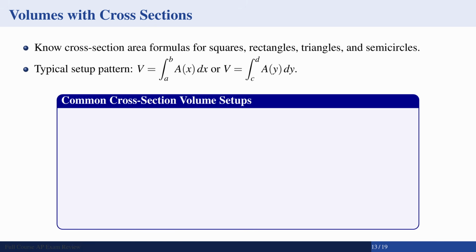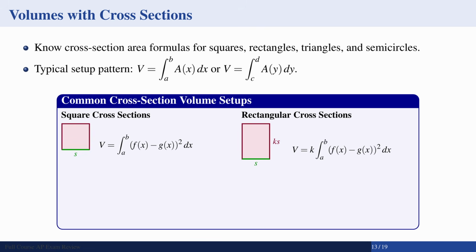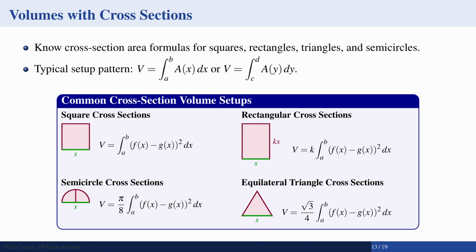Common cross sections. We've got our square cross sections where we're just doing s squared, and s is top take away bottom in that case. If it is dy, it would be right take away left. We have rectangular cross sections, which is just k times s squared. We have semicircular cross sections, which is pi over 8 s squared. So pi over 8 s squared, you gotta memorize. Equilateral triangles are going to be √3 over 4 and then s squared. And again, that one I think is worth memorizing.